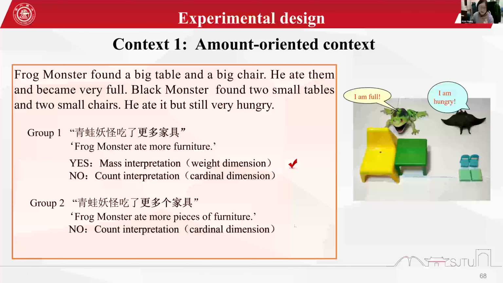So one is an amount-oriented context. So here, Frog Monster found a big table and a big chair. He ate them and became very full. And the Black Monster found two small tables and two small chairs, and he is still very hungry. So against this scenario, we have two groups of participants. One group is presented with the bare noun, 青蛙妖怪吃了更多家具, and the other group with the classifier, 青蛙妖怪吃了更多个家具. So we predict that in this amount-oriented context, the mass interpretation should be favored, even though the count interpretation is also possible. But with the classifier, only the count interpretation is possible.